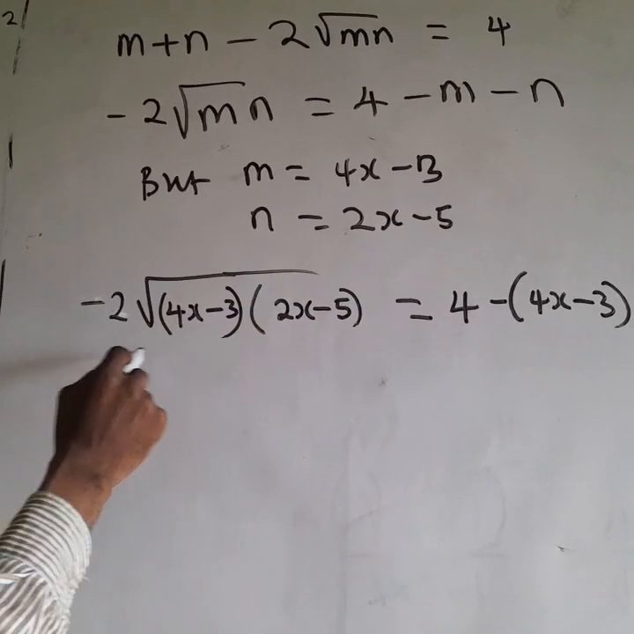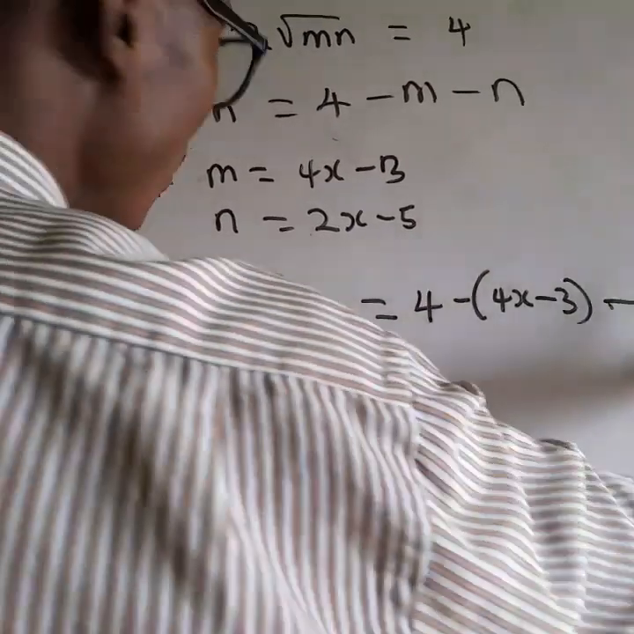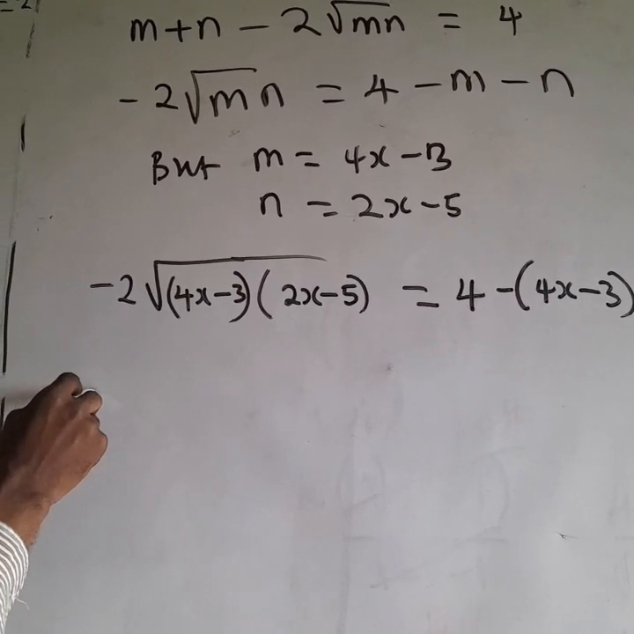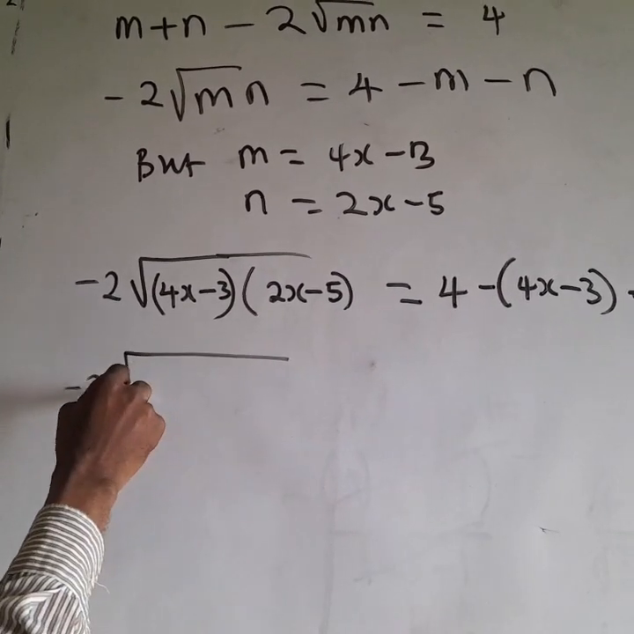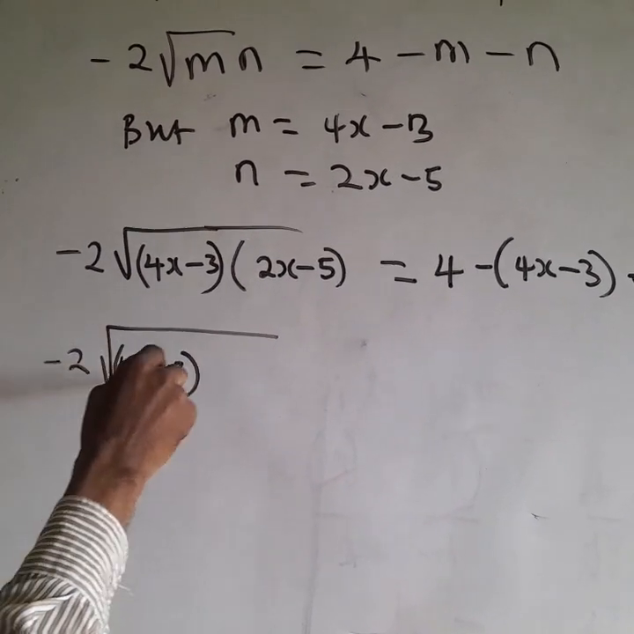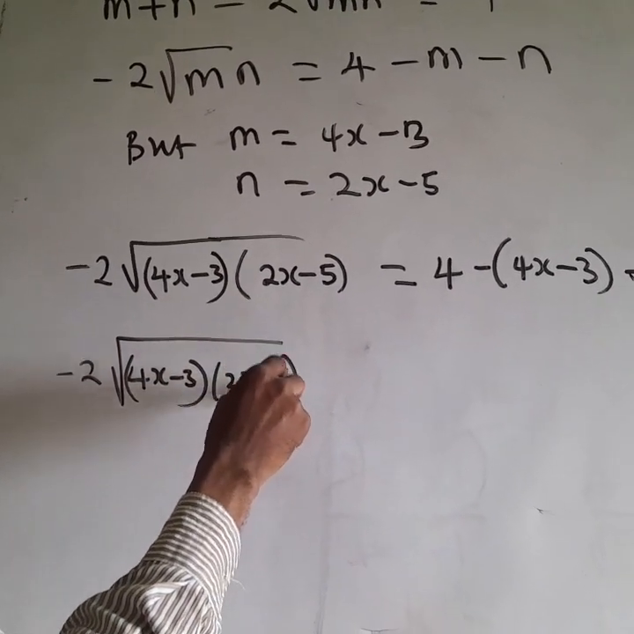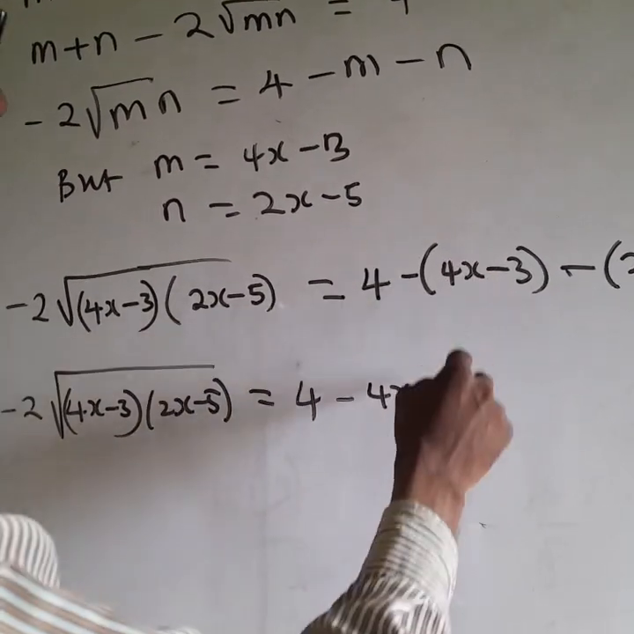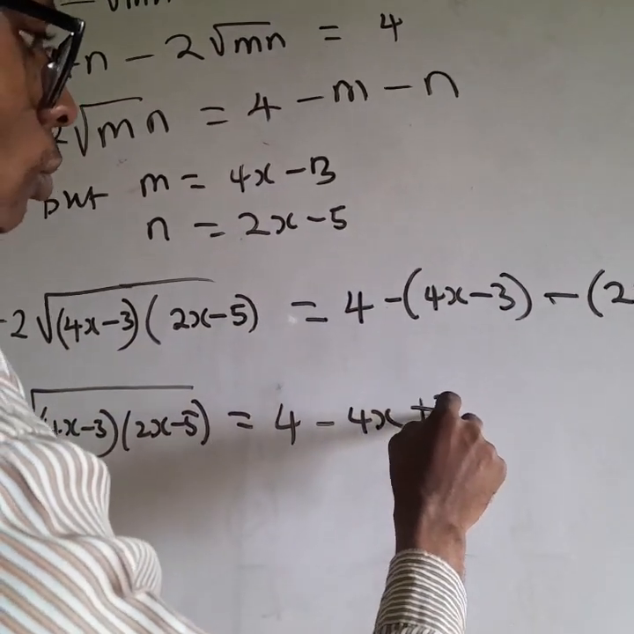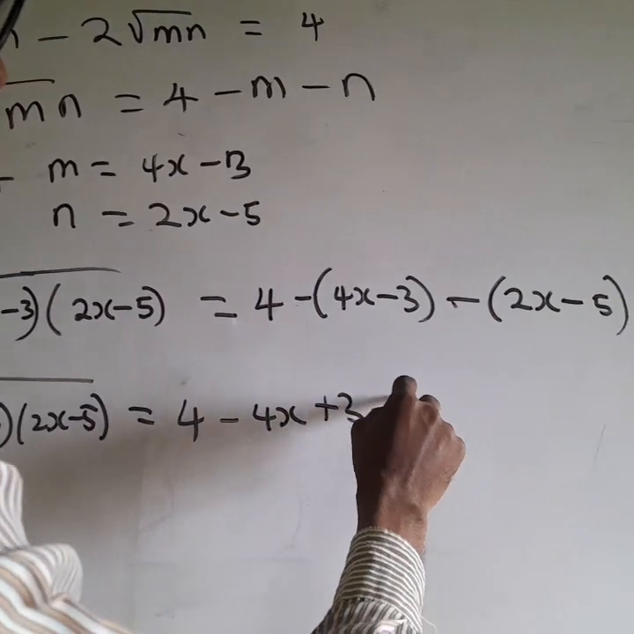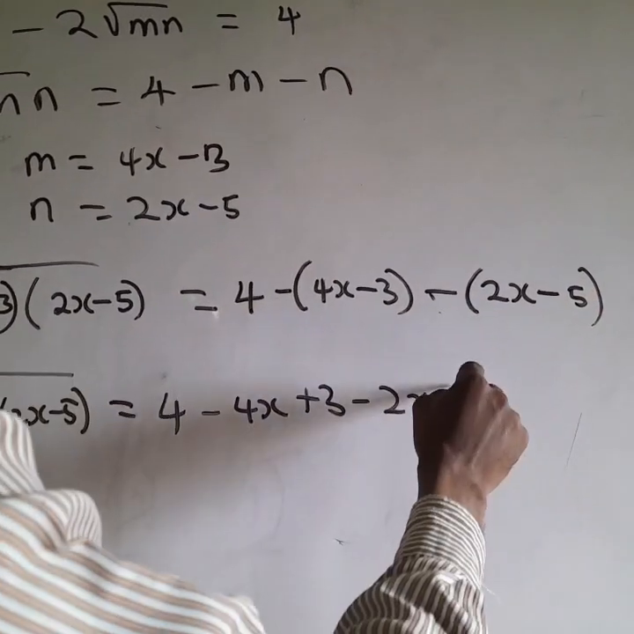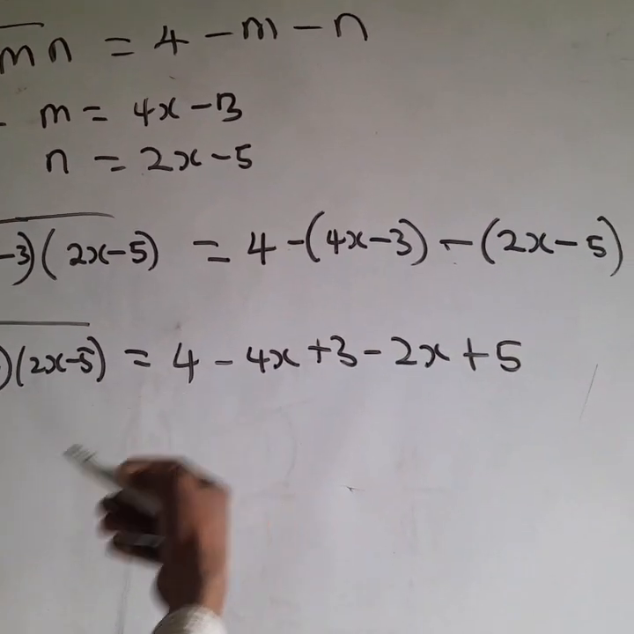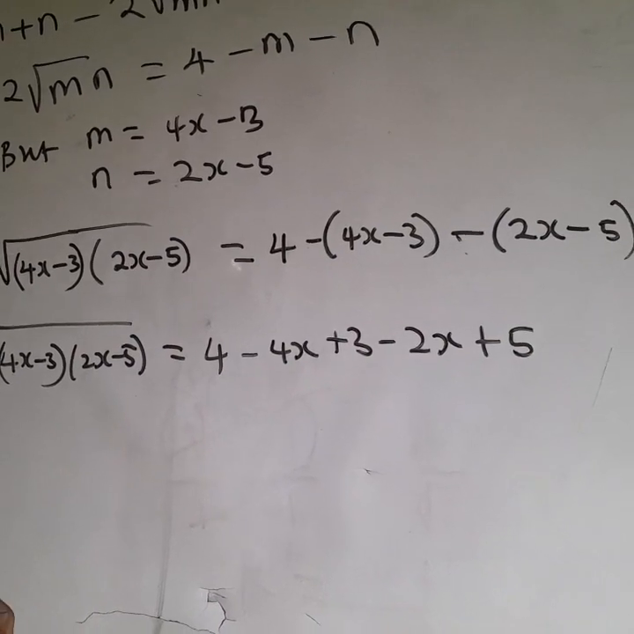But before we do that, we have to simplify what we have at the right hand side. Here we now have minus 2 root of 4x minus 3 times 2x minus 5, equal to 4. If you open the bracket, you have minus 4x. Minus times minus will give us plus 3. Minus times plus will give us minus 2x. Minus times minus will give us plus 5. You can always collect like terms.